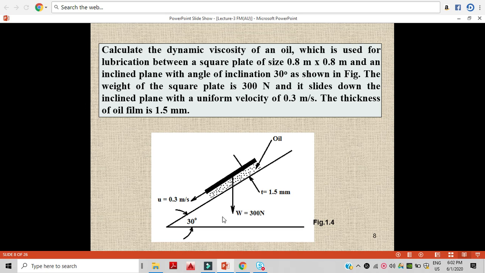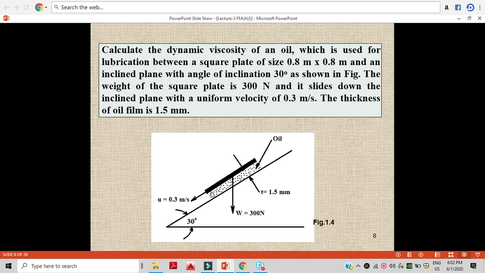The angle is given. If we make the components of this force, it will become two components, one x and one y. The component of force that is basically producing the shear stress is W cos 30 degrees.